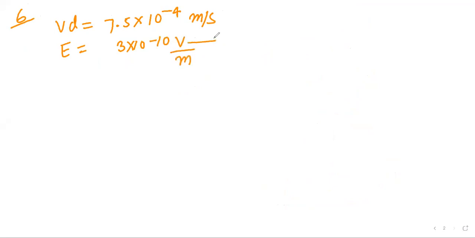Let's see question number 6. The sixth question is about a charged particle having drift velocity, that is 7.5 into 10 raised to minus 4 meter per second, in an electric field given as 3 into 10 raised to minus 10 volt per meter, V for volt and M for meter. You have to tell about its mobility.